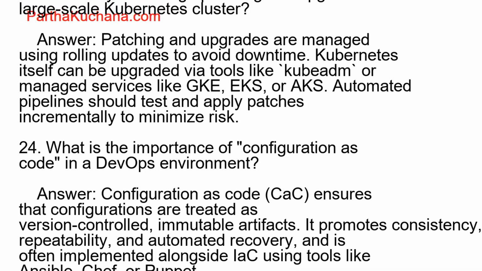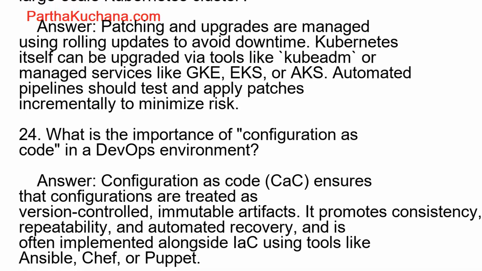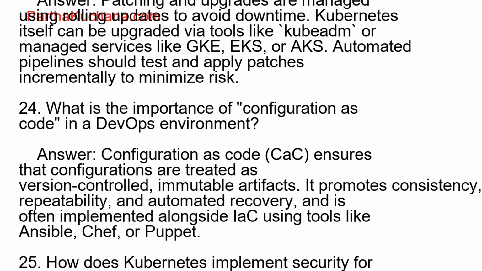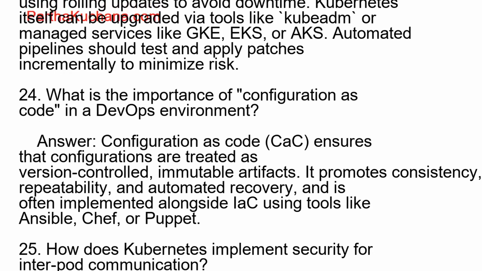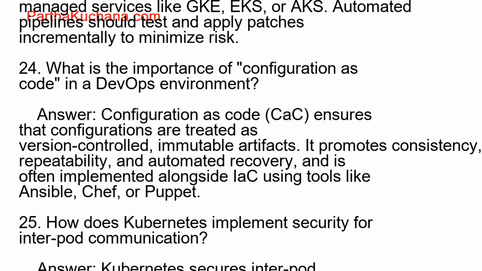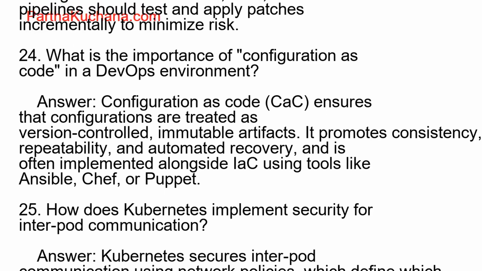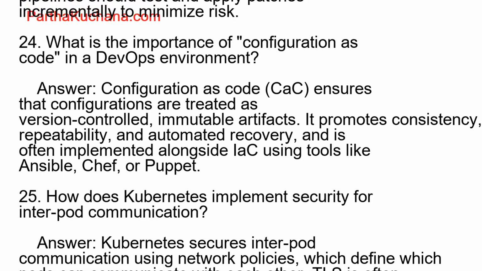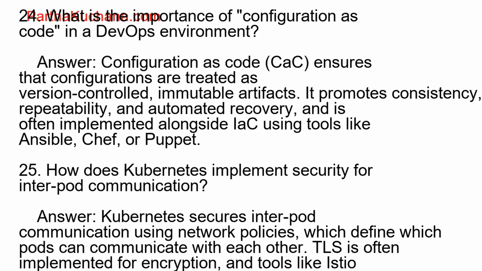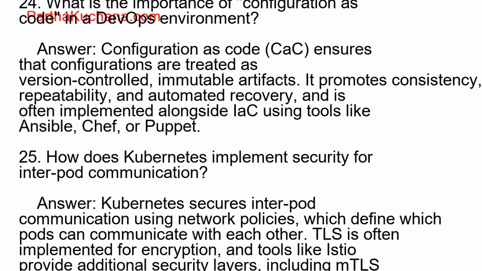25. How does Kubernetes implement security for inter-pod communication? Answer. Kubernetes secures inter-pod communication using network policies, which define which pods can communicate with each other. TLS is often implemented for encryption, and tools like Istio provide additional security layers, including mTLS for mutual authentication.